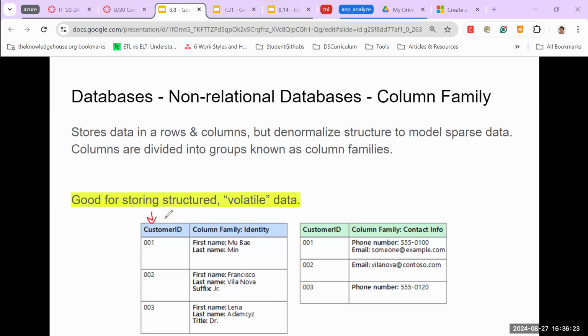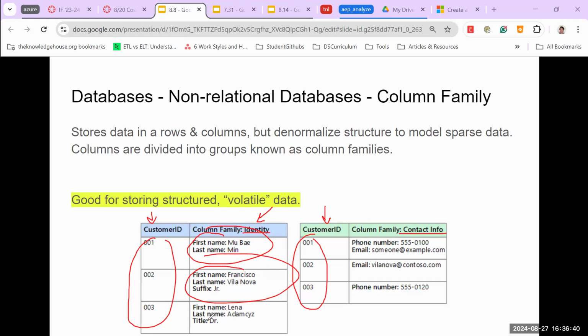So here's an example of what a column family database looks like. As you can see, we have customer ID, and we might even share the same customer ID across rows. However, when it comes to the specific column family, we have some things called identity, and then we have some things called contact info. And notice that across these column families, we don't always reflect the same information. For example, in the first row, we do not have a suffix or title. However, these bottom two rows, they alternate between suffix and title, which is obviously quite different from one another.